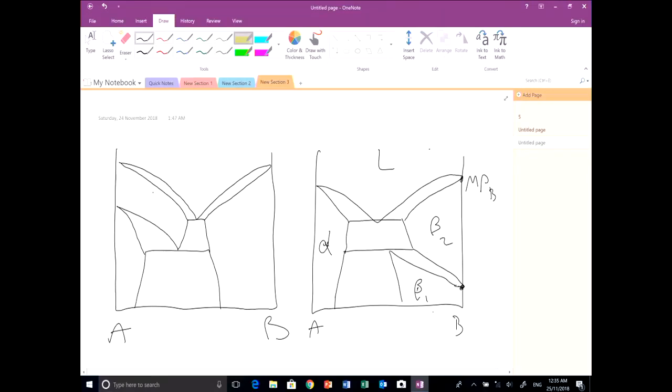So, beta 1, when we hit this temperature right here, goes to alpha plus beta 2. So what is that invariant point? It's a paratectoid, an all-solid analog of a paratectic. It's subsolids. Okay. So, would I call that the paratectic point? No, there is no paratectic point. It's a paratectoid temperature.